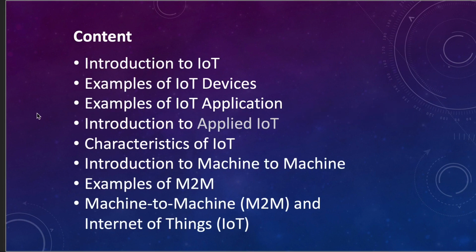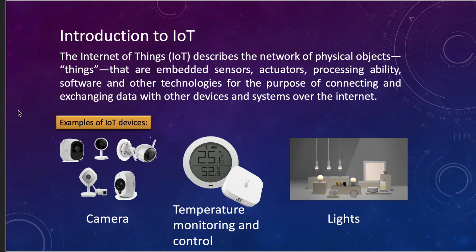The first thing we learned is what is IoT. What is an IoT device? What does it do? What are the main properties of it? So the main description of IoT is: the Internet of Things describes the network of physical objects or things that are embedded with sensors, actuators, processing abilities, software, and other technologies for the purpose of connecting and exchanging data with other devices and systems over the internet. This is the general definition of IoT.